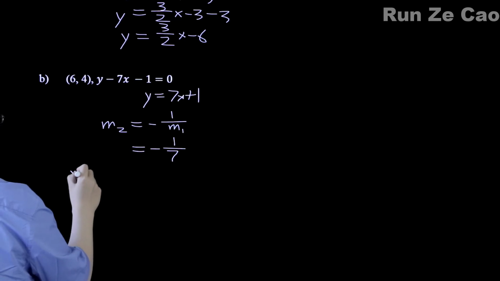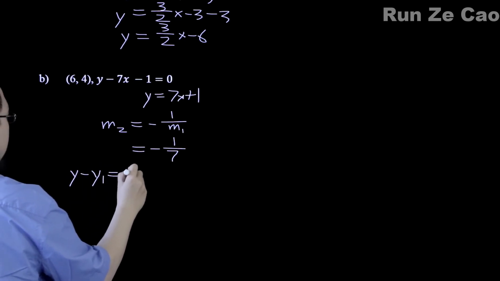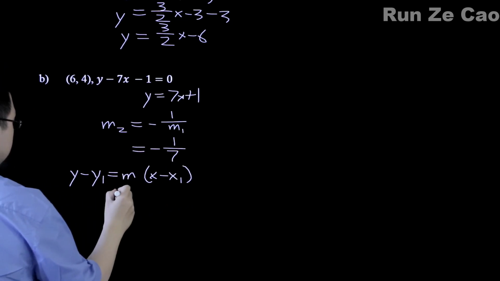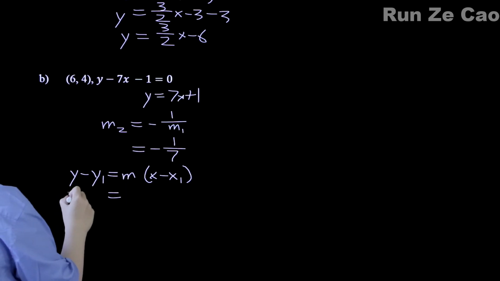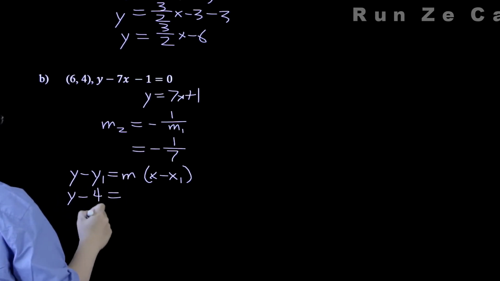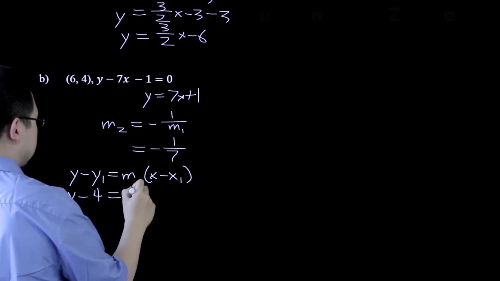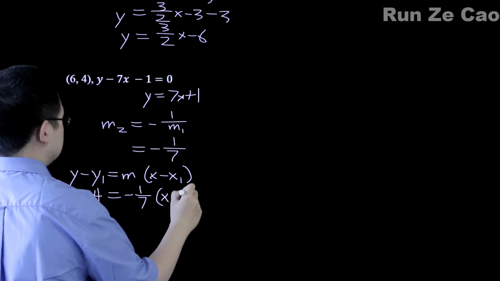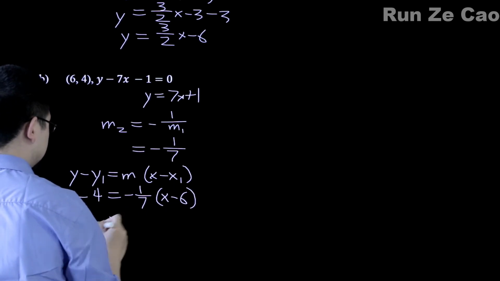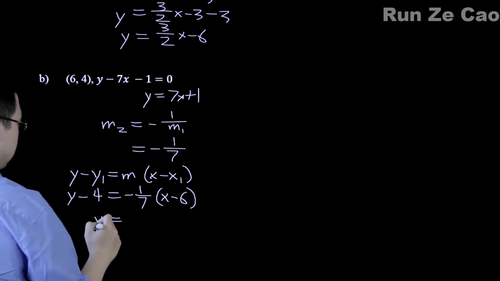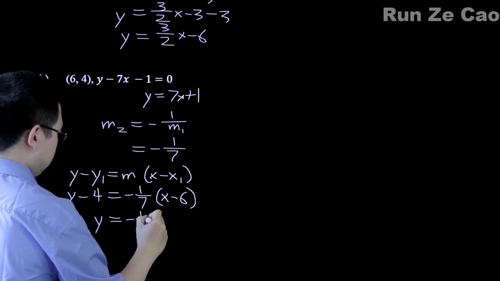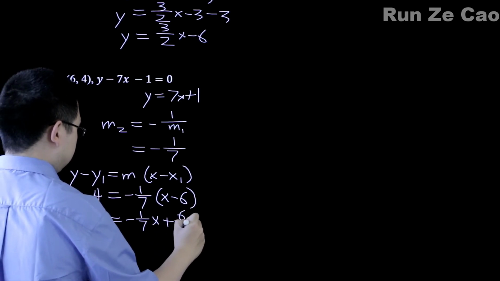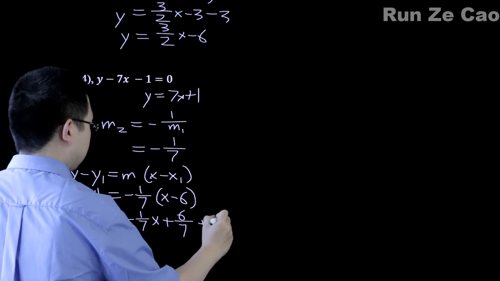Now, y minus y1 equals m times x minus x1. So, y minus 4 equals m, which is -1/7, times x minus 6. So y equals -1/7 x plus 6/7 plus 4.